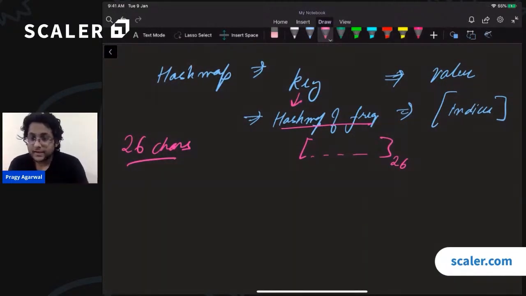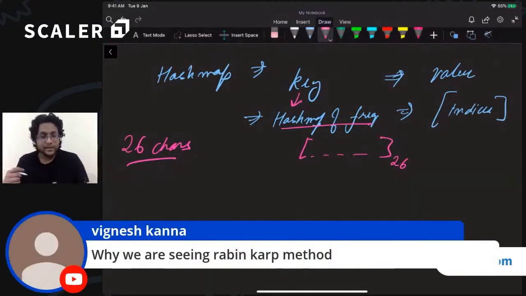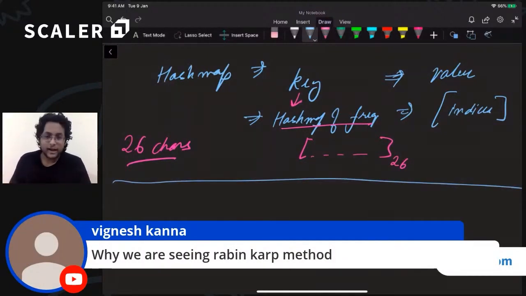Perfect. Vignesh is asking, why are we seeing the Rabin-Karp method over here? Well, Vignesh, the Rabin-Karp method for string matching is just another very simple, I mean, it's not that difficult. It is just another hashing technique. And that is the next thing that we are going to come to.